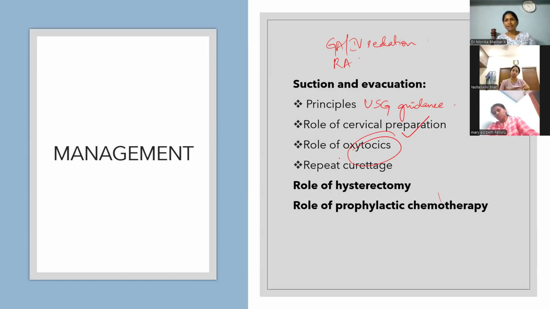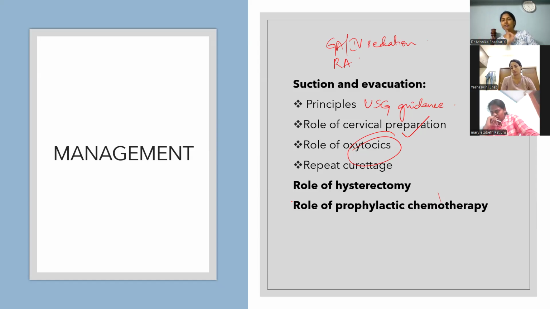And what about repeat curettage? Once you have done curettage, if the mother presents to you again with repeated episodes of vaginal bleeding, or if the ultrasound shows any retained molar tissue, only then do we have to do a repeat curettage. Otherwise, no need to do a repeat curettage.